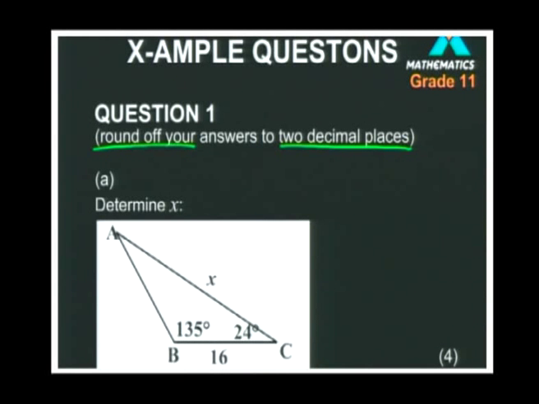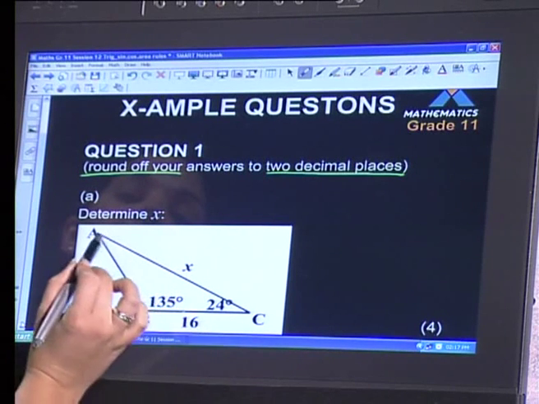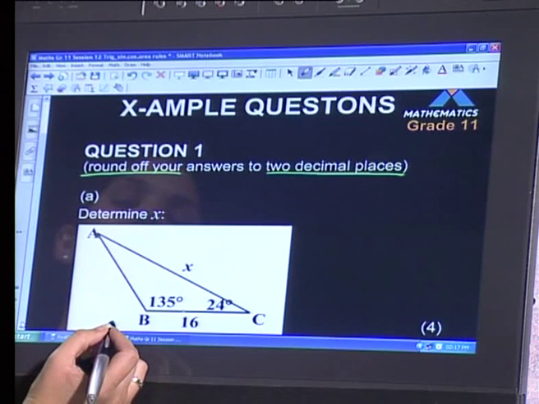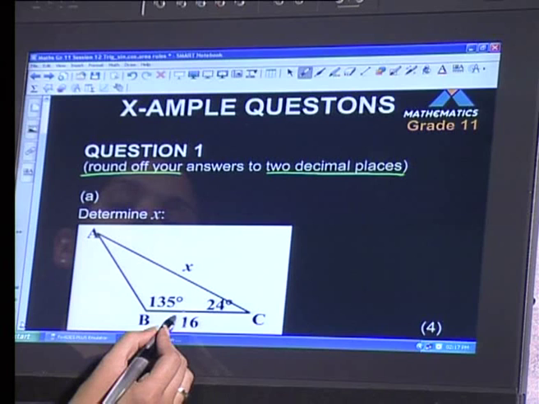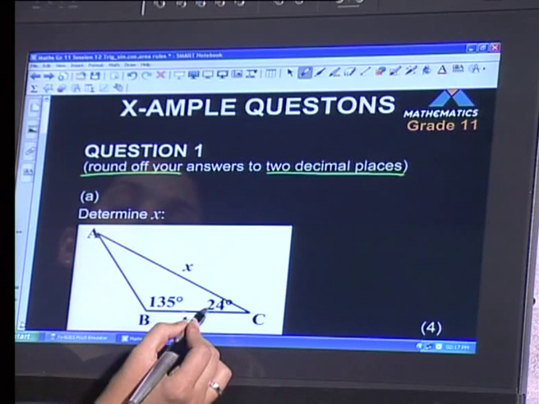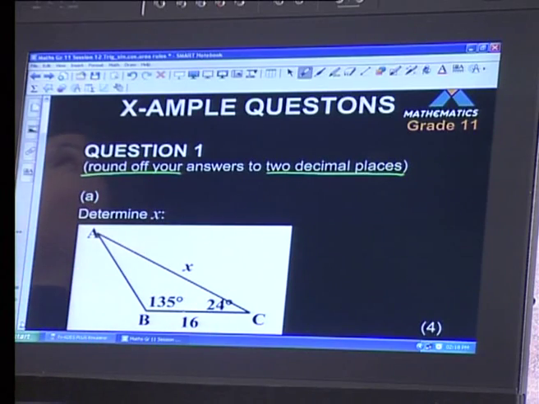Determine x. Now, before we begin, we need to look at this and ask ourselves, is x an angle or is it a side? Having a look at the diagram, it's clear that x is a side. We have a triangle here, ABC. We've been given 2 angles and 1 side. And now I want you to think, okay, I've got 2 angles, 1 side. Am I using my area rule, sine rule, or cos rule?